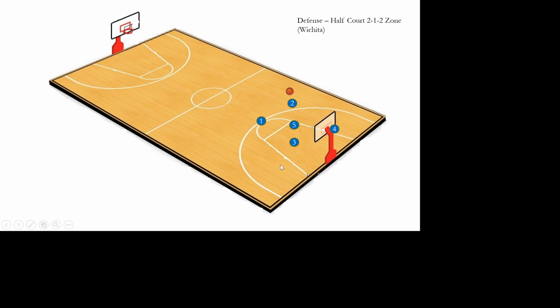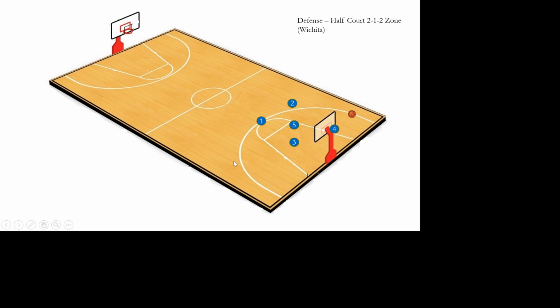And 3, just like 4 did when the ball was over here, can slide into the middle of the lane. Because, again, if they pass the ball all the way over here, he has time to react and get back. So he can cheat and come over to the middle of the lane toward this area of his zone.